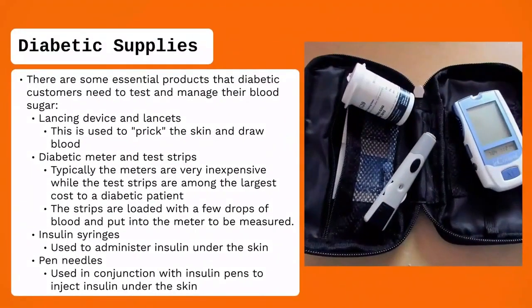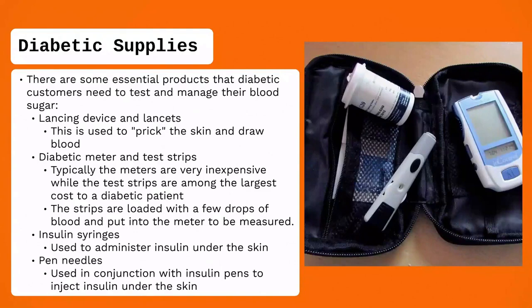So there are some essential products that diabetic customers need to test and manage their blood sugar. First is a lancing device and lancets. This is used to prick the skin and draw blood. Then we have a diabetic meter and test strips. The meters are typically very inexpensive, while the test strips are among the largest costs to a diabetic patient. The meters typically run anywhere from $10 to $25, but the test strips can be as much as $40 to $50 a month.